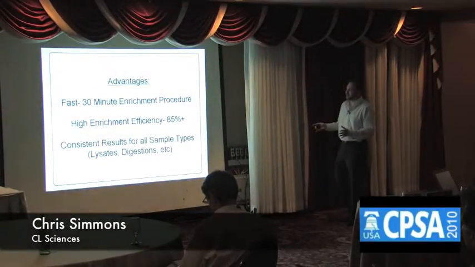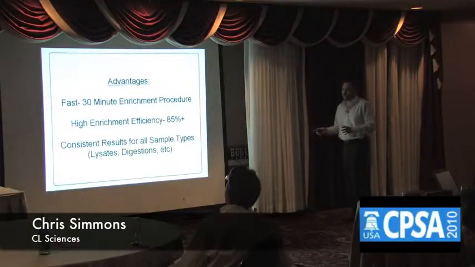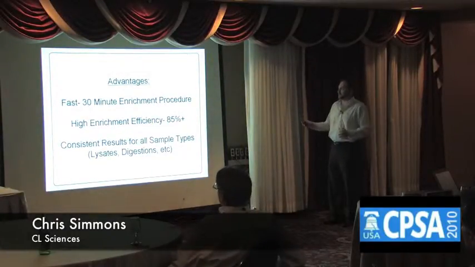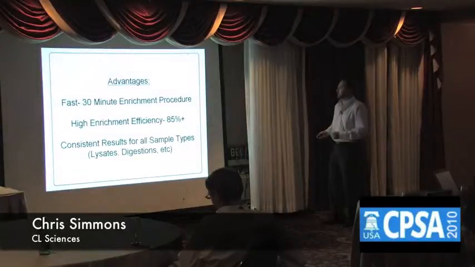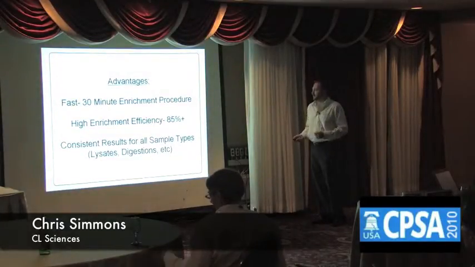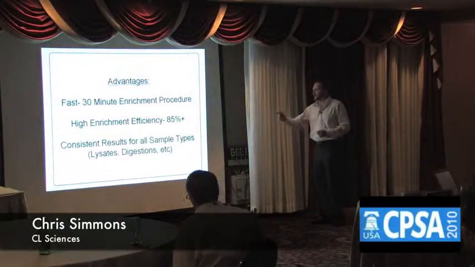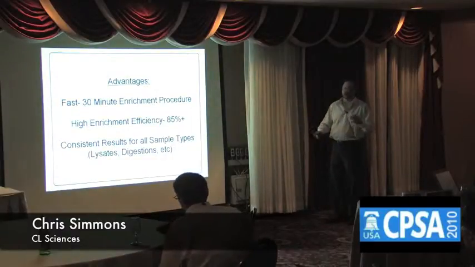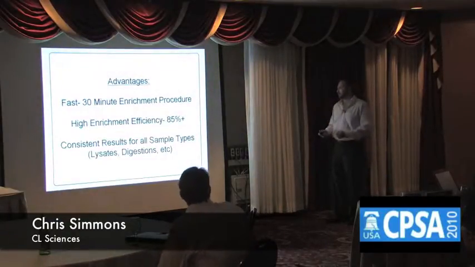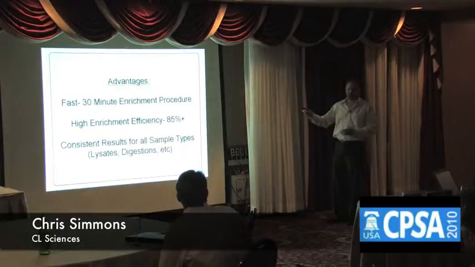Advantages on this one, they're fast. 30-minute enrichment procedure. Depending on the size of your centrifuge, you can have 12 samples ready to inject in your mass spec within 30 minutes. Pretty high enrichment efficiency, 85+%, and that's consistent for all your sample types, whether you're doing a cell lysate, just a standard digestion, using a gel fractionation, or whatever.